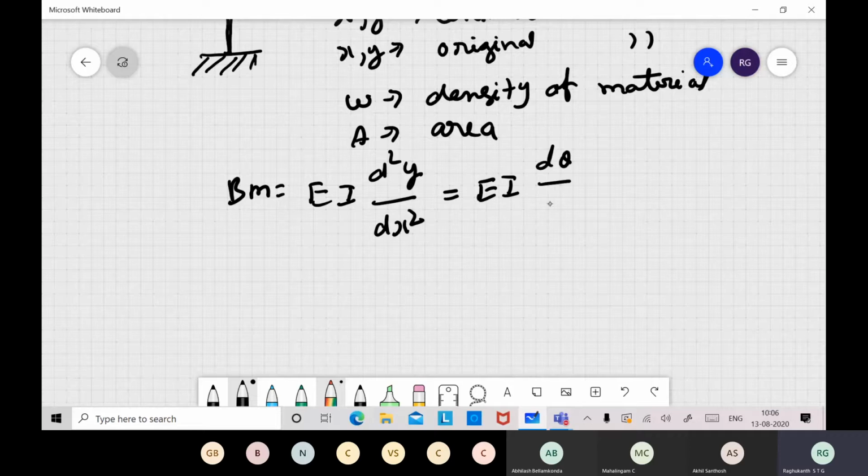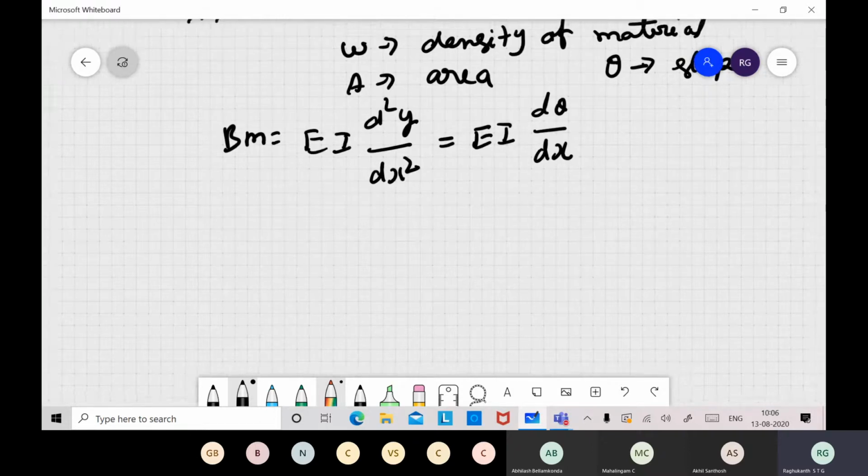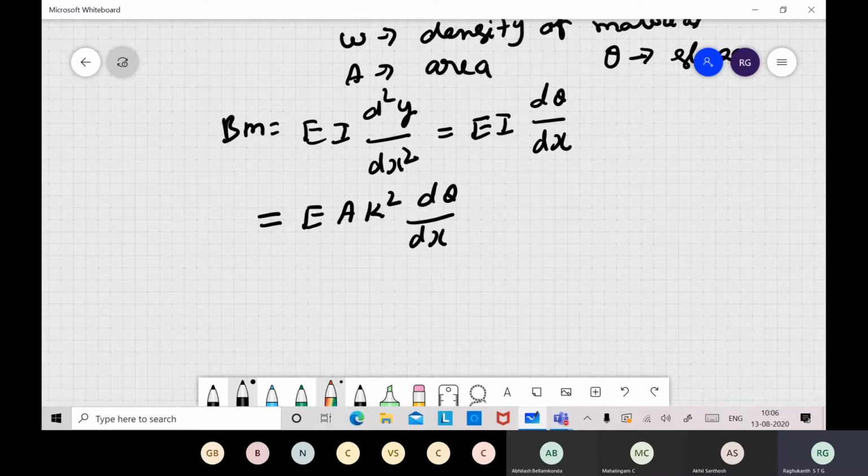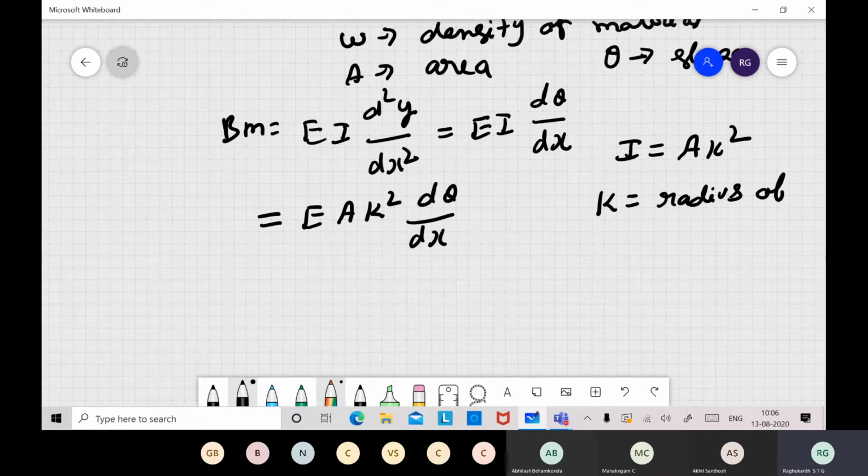So dθ/dx itself. He tried to include the higher order terms also in the Taylor series. So this is our slope term, E dθ/dx itself. Now if you write E into A k² dθ/dx, where your moment of inertia is A times k², A is the area, and k is the radius of gyration. So I is equal to A k².